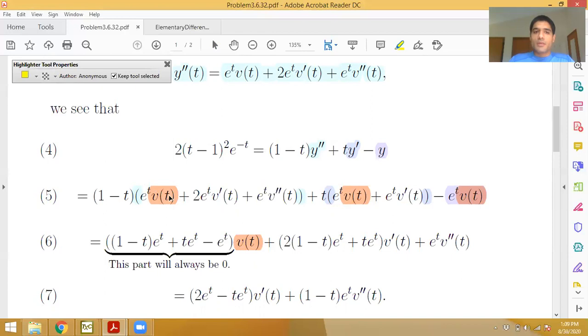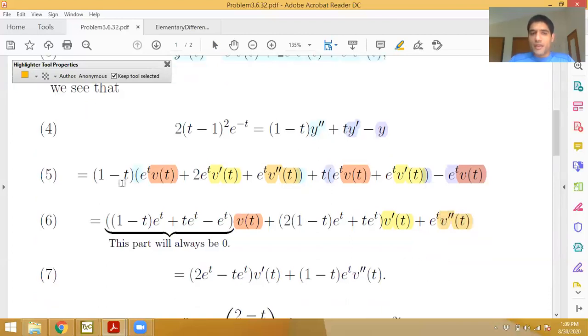Then all of my v prime of t terms, I will gather those together as well. So those two come here. 2e to the t times the 1 minus t on the outside gives me this term. Then t e to the t gives me this term. And lastly, there's only one v prime prime of t, so I will go ahead and collect that as well.